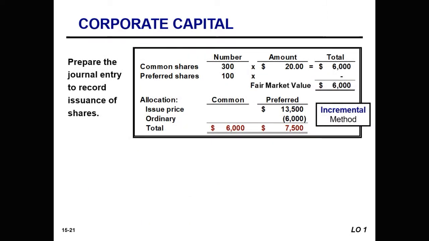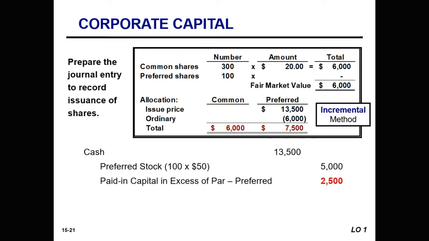So to prepare the journal entry to record the issuance of these shares, we still have $13,500. We have preferred stock, 100 shares at $50, or $5,000, that goes to our preferred stock capital account. This is the contributed capital. The excess, the $2,500, goes to our paid-in capital in excess of par preferred.